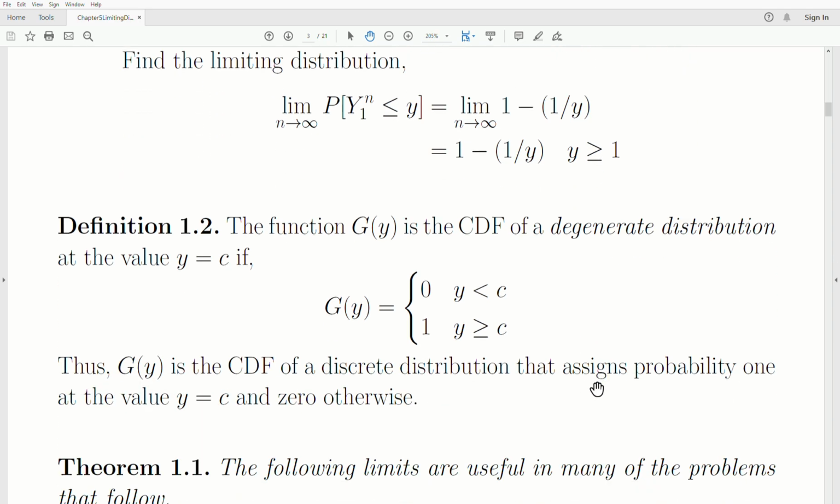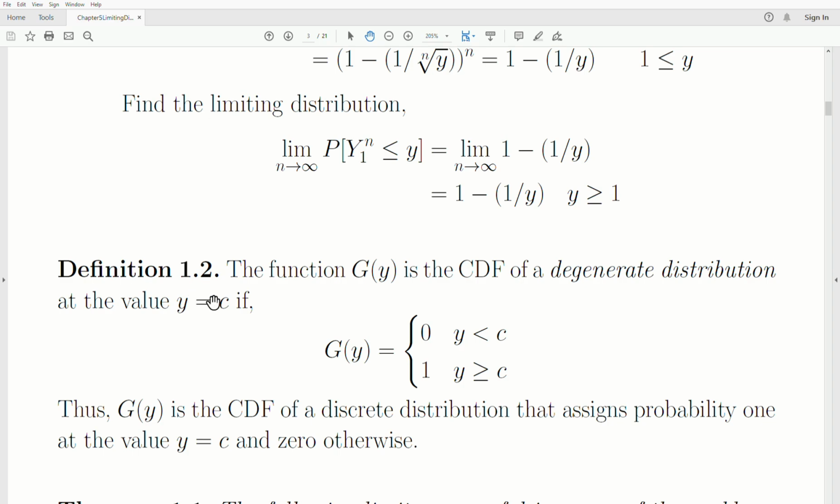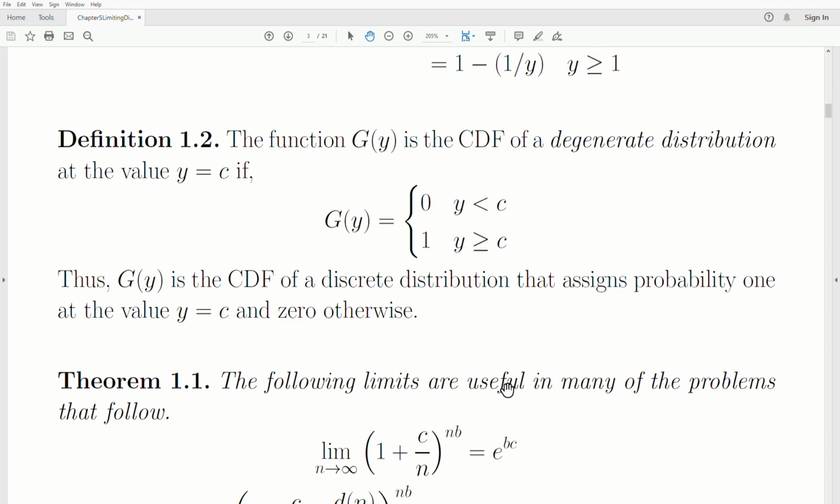Now, a definition and one theorem, then we'll call it quits for today. The function capital G of y is the CDF of a degenerate distribution at the value y equals c if it's 0 if we're less than that constant, and it's 1 if we're greater than or equal to that constant. So thus, capital G of y is the CDF of a discrete distribution that assigns probability 1 at the value y equals c and 0 otherwise. So this is the CDF of a degenerate distribution.